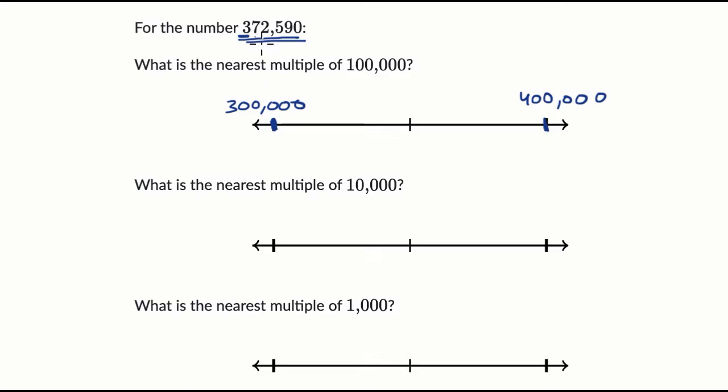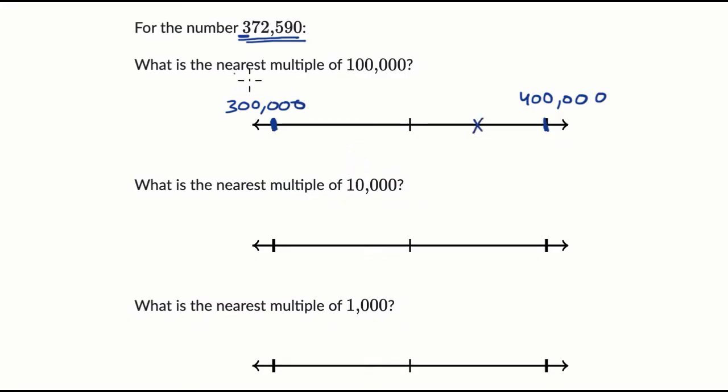Now the number 372,590, where would that be on this number line? Well, if it was 350,000, it would be right over here. 372,000 is a good bit further. It would be something like right over here.